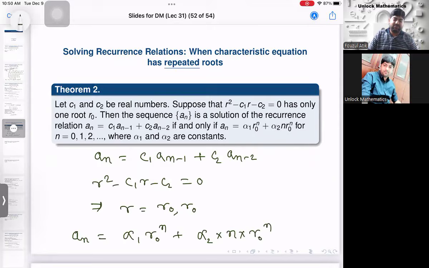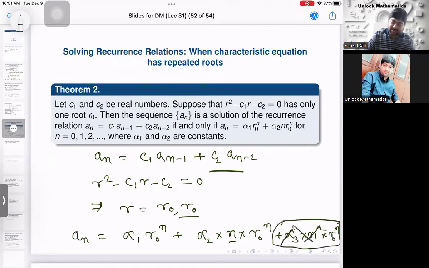If they are distinct, this n was not there, but if you get the same root, you will get alpha 2 into n into r naught power n. So one extra n term is added. Now if this equation is of degree 3 and you get 3 same roots, then it will become alpha 3 into n square into r naught power n. This is how it will be added, correct? If I keep on adding, like for 3 equal roots, it is alpha 2 into n into r naught power n plus alpha 3 into n square into r naught power n. This is how it will work.